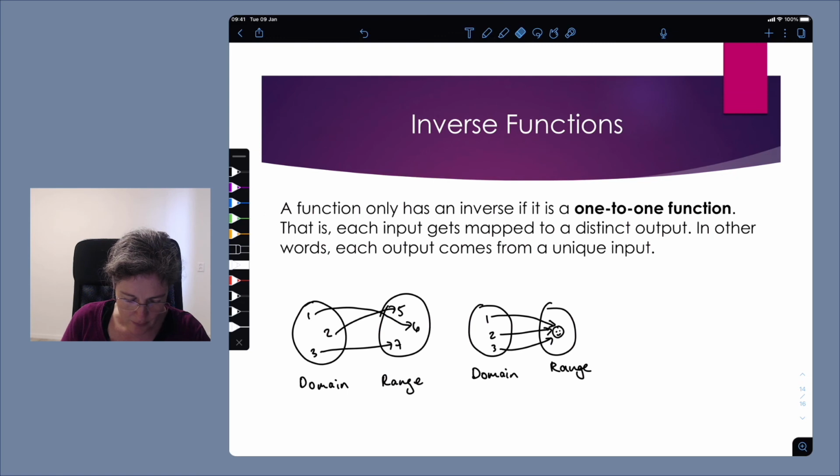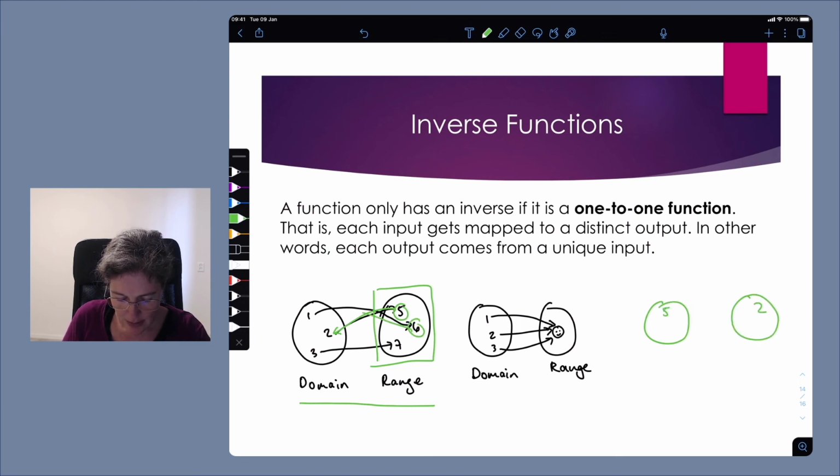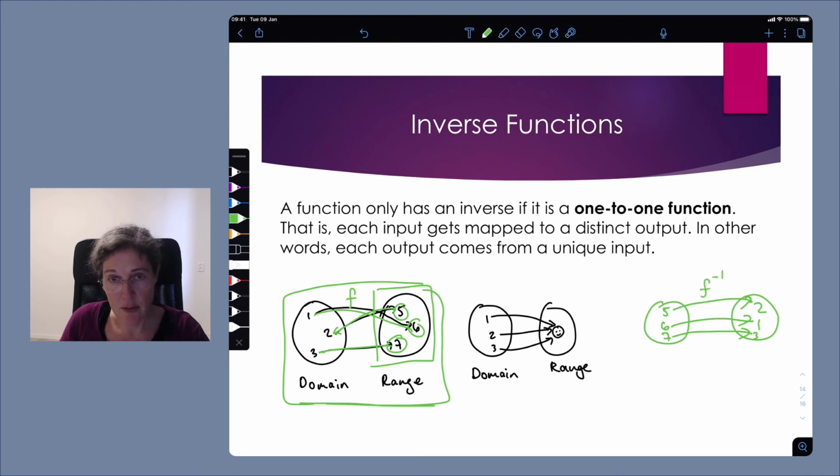So notice in this first function that we've got over here, if I have a look at anything in the range, I know exactly which output it came from. So if I look at 5, I know that 5 came from 2. So I could create a function that went from 5 to 2. I know that 6 came from 1. And I know that 7 came from 3. So I can create an inverse function for this guy over here. So if we call this our function f, then this is f inverse.